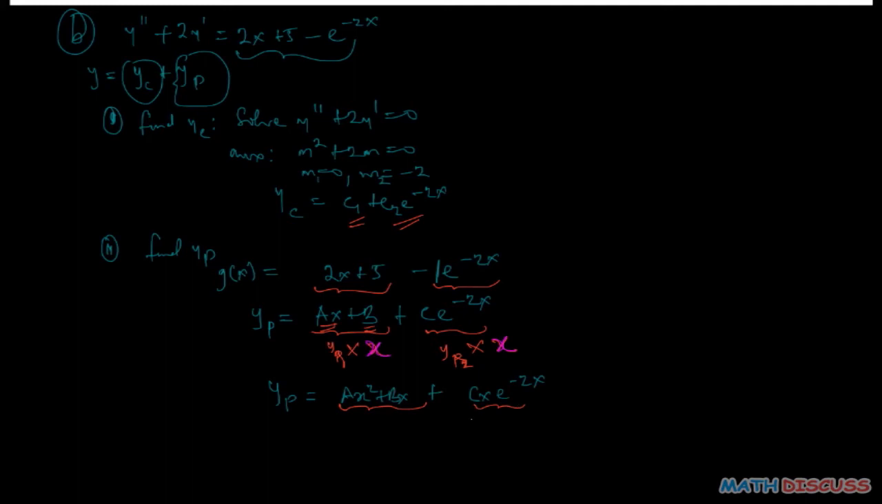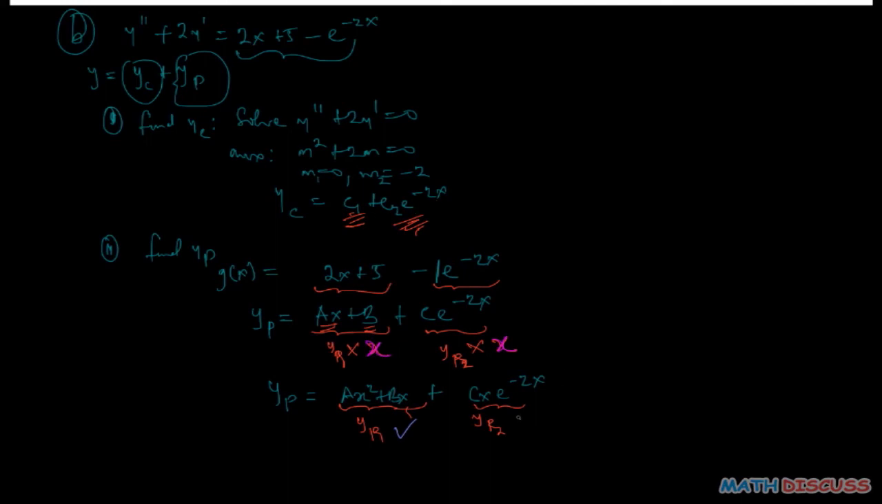Again, we have two things: yp1 and yp2. For the first one, I have a multiple of x squared here. Is there a multiple of x squared in yc? No. I have a multiple of x. Is there any multiple of x there? No. So this is fine. I go to the next one. You have a multiple of x e^(-2x) here. Do I have a multiple of x e^(-2x) in yc? No.